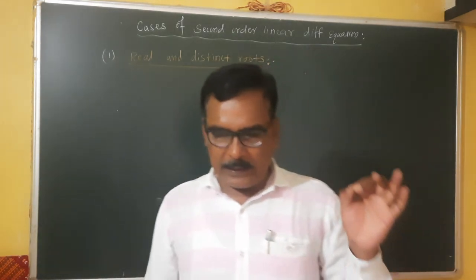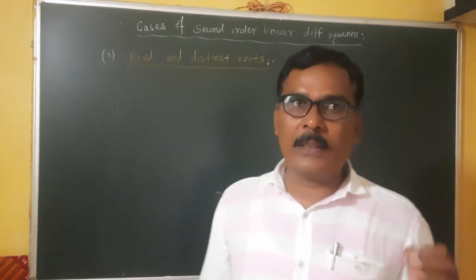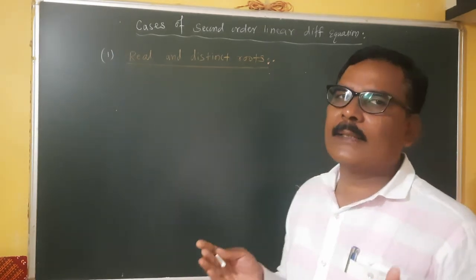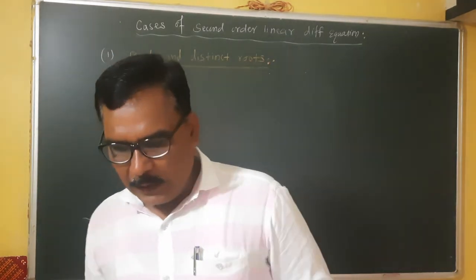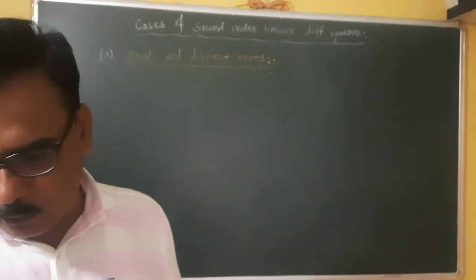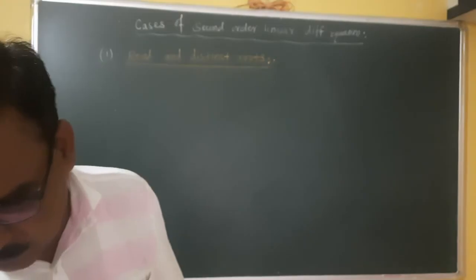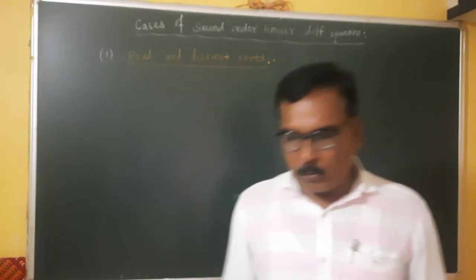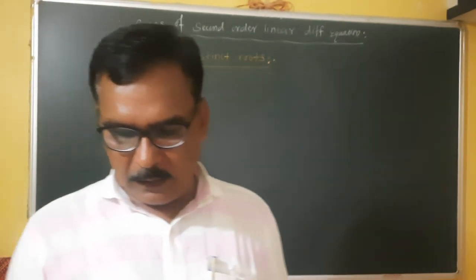First one is real and distinct roots. Real and distinct roots means we have real and unequal roots. Second case is real and equal roots. Third one is complex pairs, that is, complex conjugate roots. And the last one is roots of the type alpha plus or minus root beta. These are the four cases we have to discuss for this article.